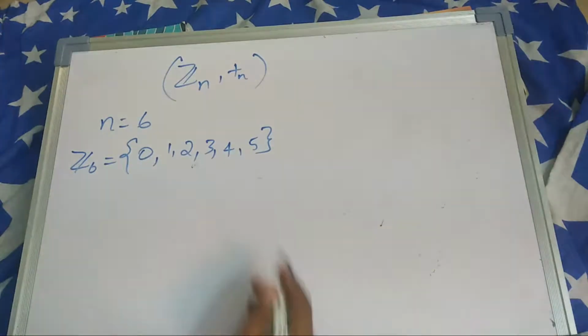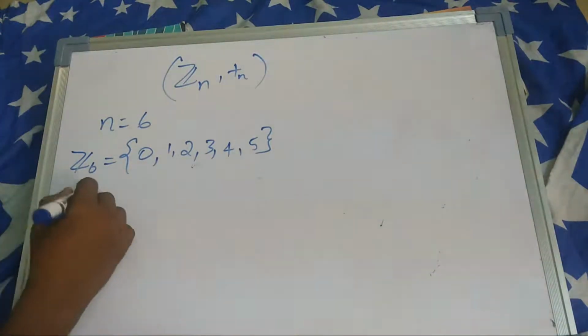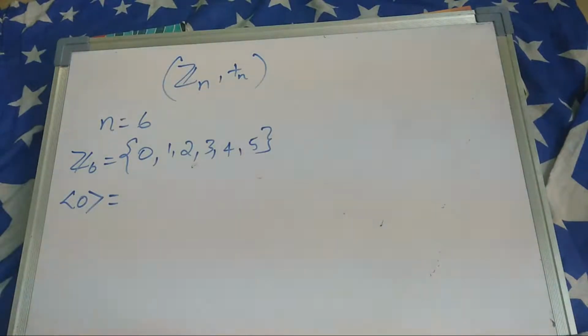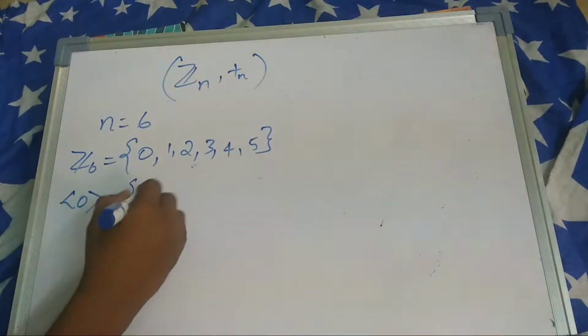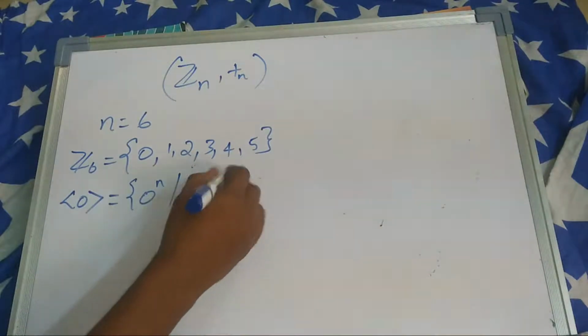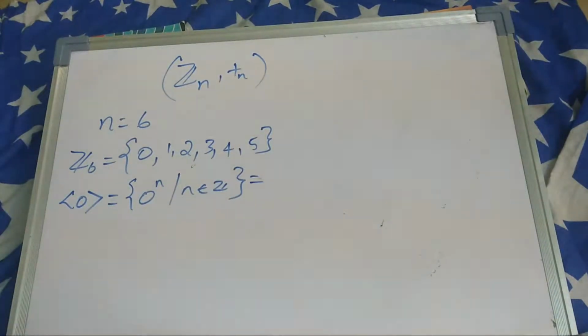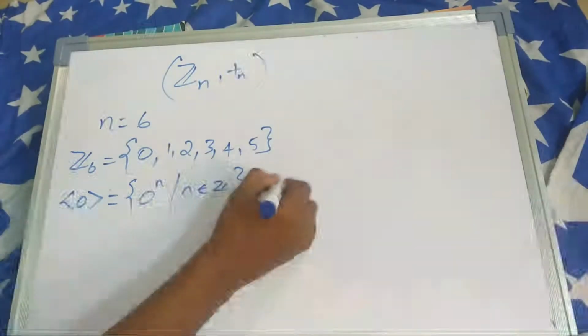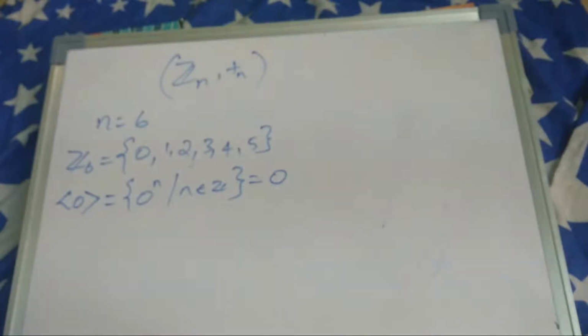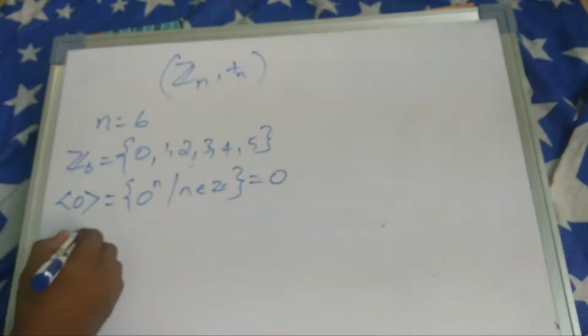Now, let us try to find the subgroup generated by 0. It is nothing but 0^n where n belongs to Z, which is nothing but adding 0 again and again and again, resulting in just 0. Now let us move on to 1.